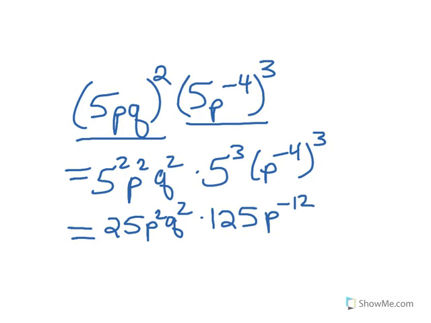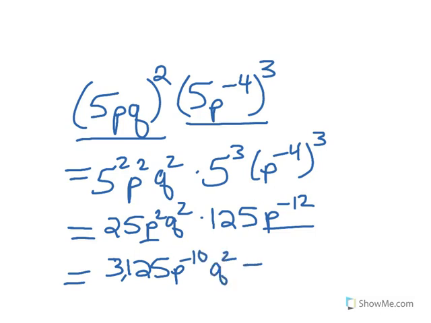A couple ways to go here. We can go the way I often go and move the p to the negative 12 to the denominator. Or we can just go ahead and add the exponents now. First of all, 25 times 125 is 3,125. For p squared and p to the negative 12, we should add the exponents. We get p to the negative 10. And then q squared is just q squared.